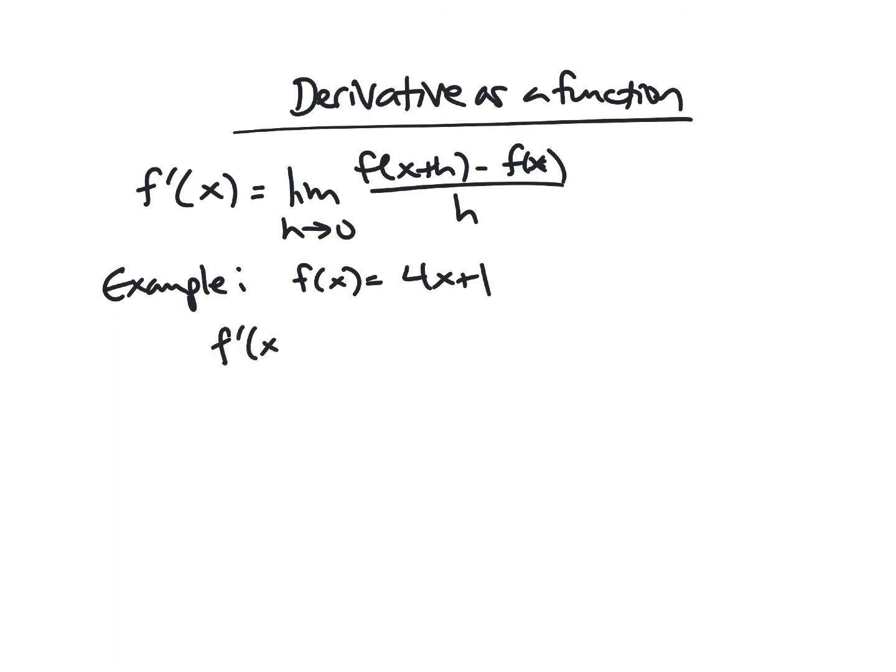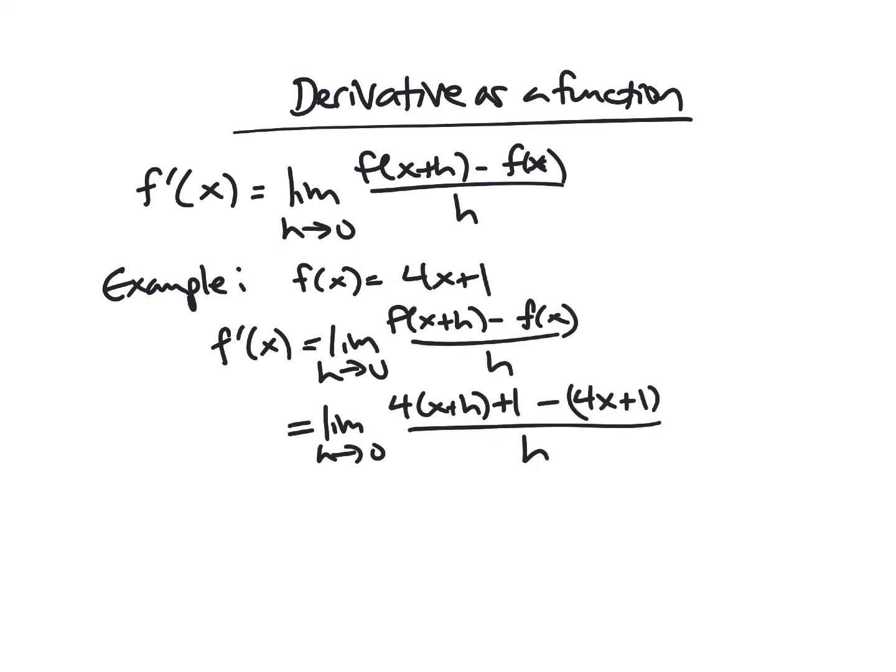So f prime of x is the limit as h approaches 0 of f of x plus h minus f of x over h. Okay, fill this out. All right, I get 4 times x plus h plus 1 minus the quantity 4x plus 1. So this is 4x plus 4h. So my 4x's are going to cancel, my 1's are going to cancel, and I just get 4h over h, and that's just going to be 4.